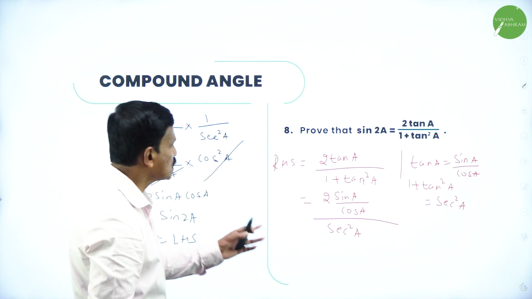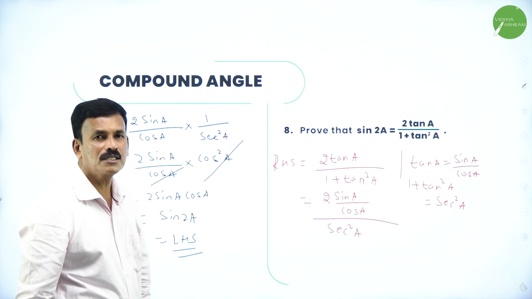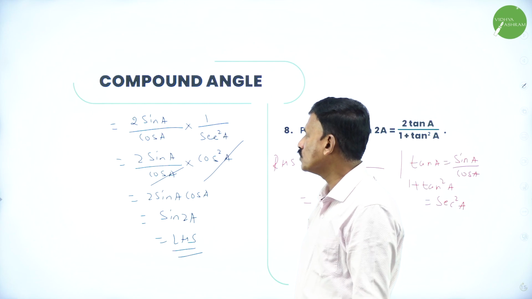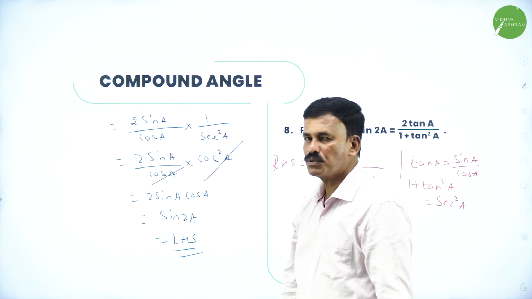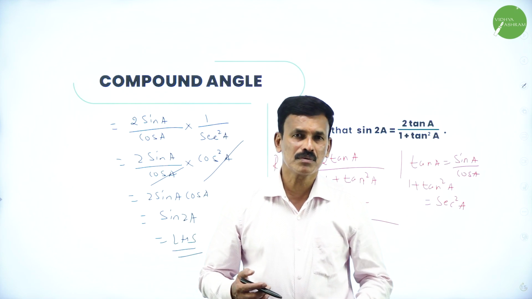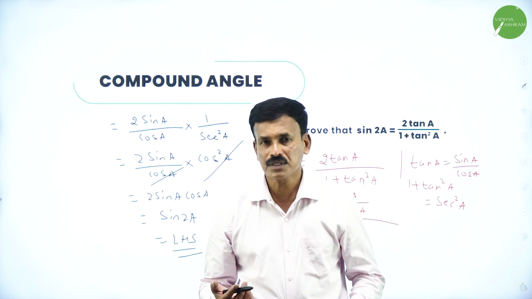Okay. So what do you say? Sin 2a is also equal to 2 tan a divided by 1 plus tan square a. This is how we are going to solve this problem. So these are a few problems based on compound angles as well as on multiple angles. Hope you followed. These types of problems are very important from the point of view of examination.